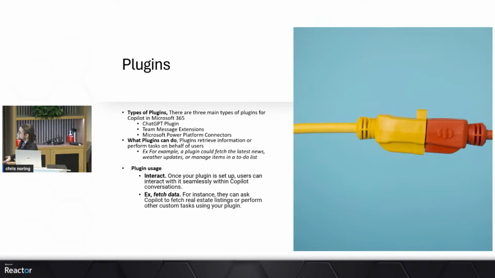So there are different types of plugins. There's ChatGPT plugins, there's Teams message extensions, and there's Microsoft Power Platform connectors. The plugins are great, right? Because they can fetch information on behalf of our users. So imagine that you're going towards the Graph API, or you're going towards some bespoke traveling API, or whatever API, right? Maybe it's a dad jokes API. My point is you can fetch data that's not there.